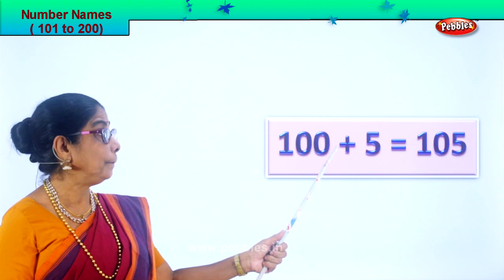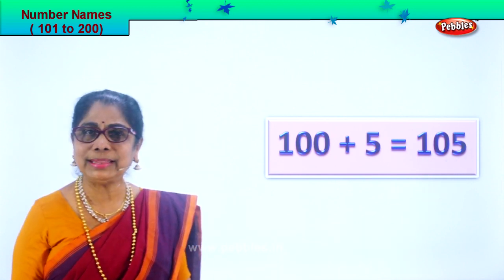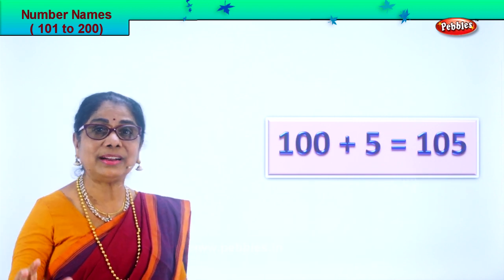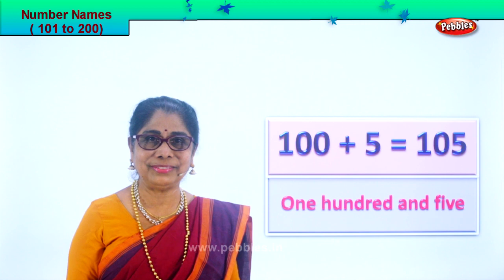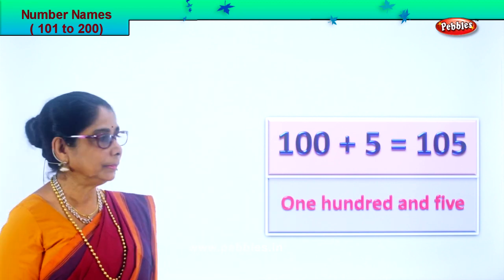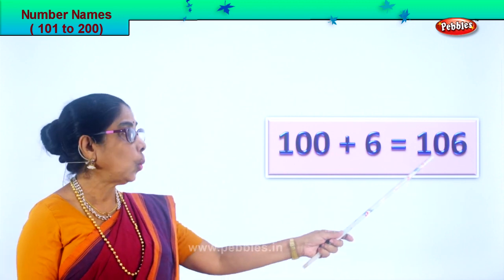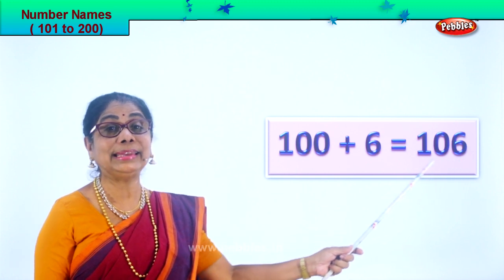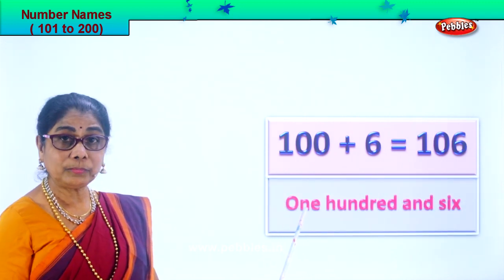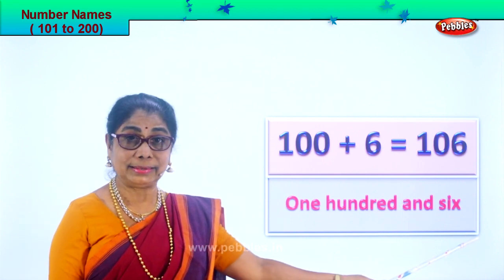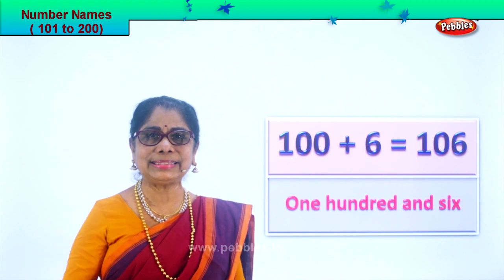100 plus 5 equal to 105. How do you read that? 105. Good. Let's go on to our next number. 100 plus 6 more. That is equal to 106. Read it again. 106. Good. And we write in words 106. Good. Let's take the next number.